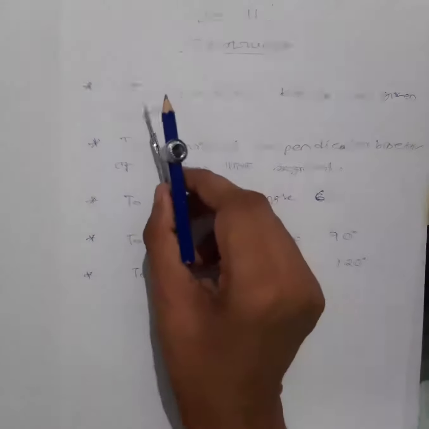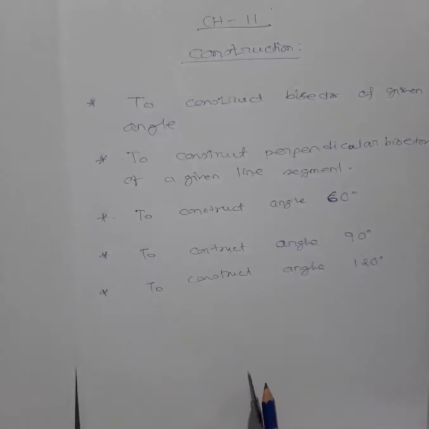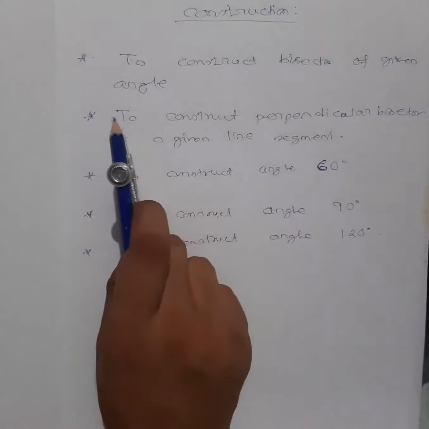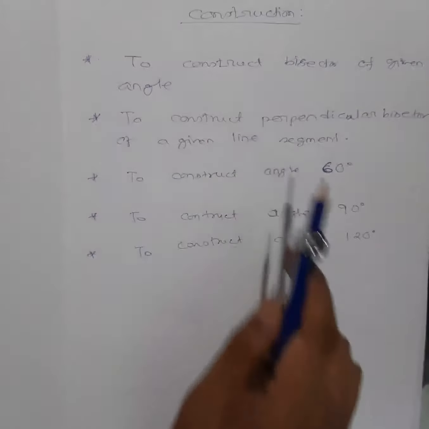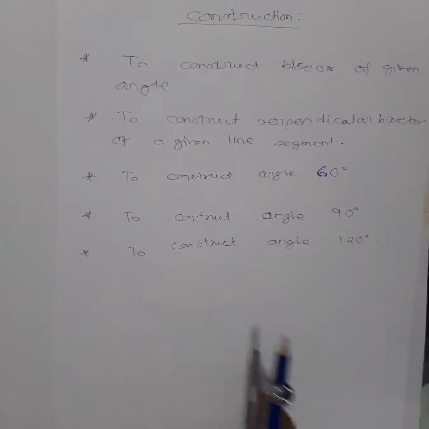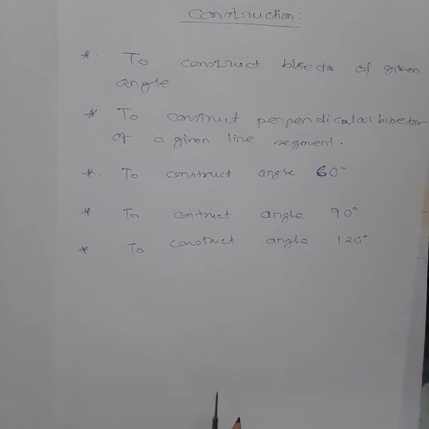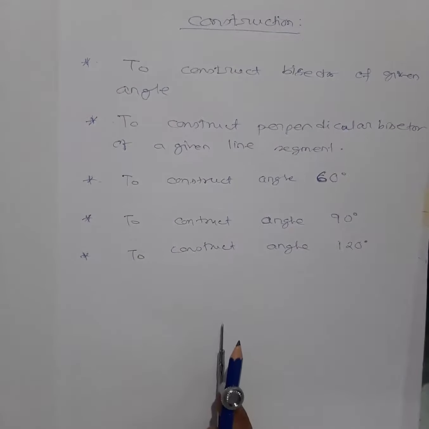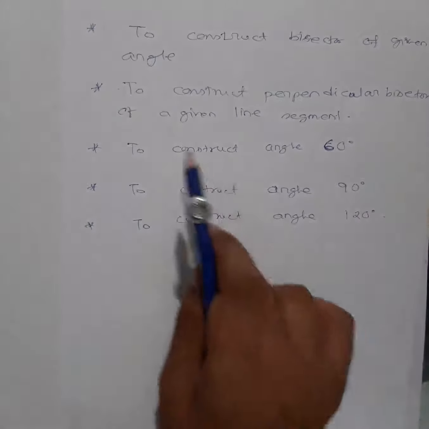So the first construction is to construct the bisector of a given angle. Means when you have any angle given to you, how to bisect that angle. I hope you remember that one, right? Next is to construct the perpendicular bisector of a given line segment. If you have a line segment, how to cut that line from the middle, how to make a perpendicular bisector, a line which will be perpendicular to that given line segment as well as bisect it, means it will pass through the midpoint. That also we have learned in class 8.